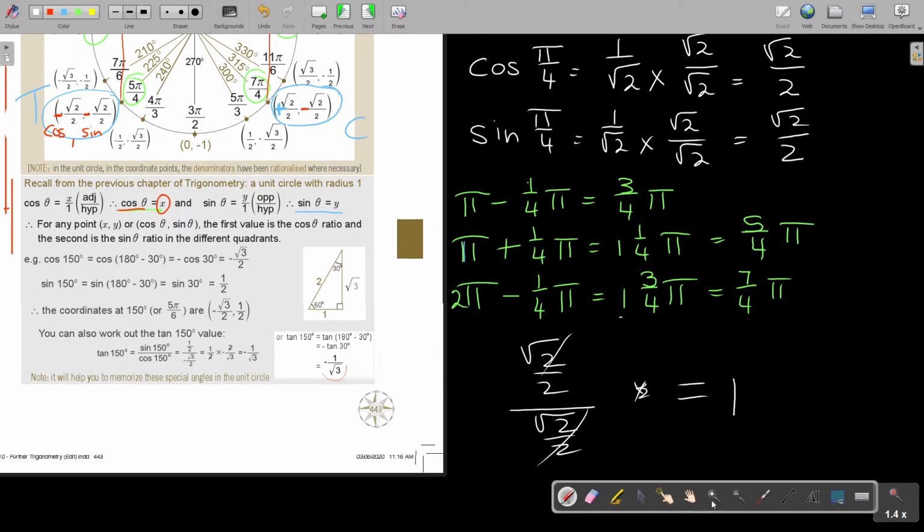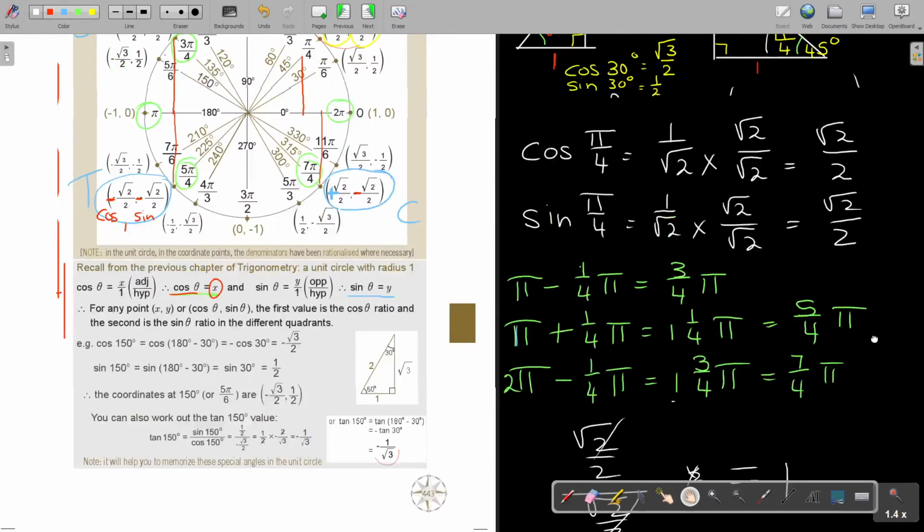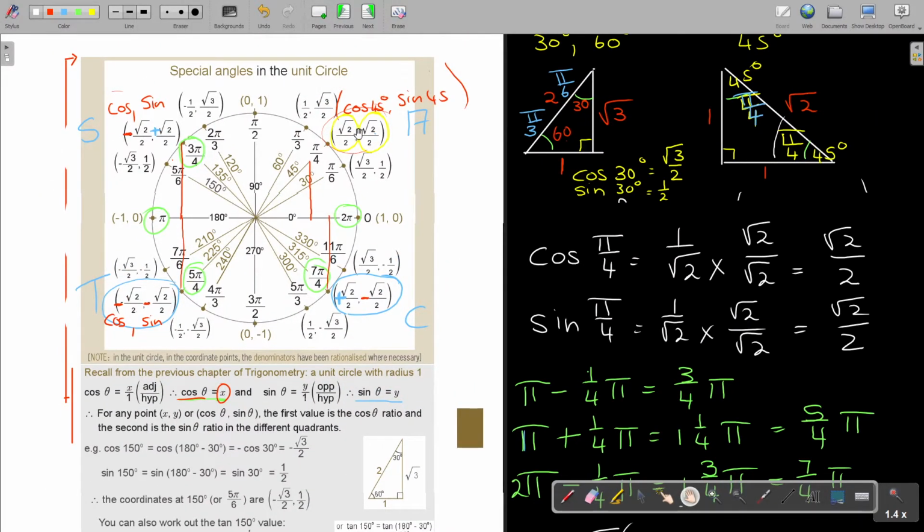Okay, and then if I ask you tan in this quadrant, positive. Tan in this quadrant, negative 1. Tan in this quadrant, positive 1. Tan 7 pi over 4, okay, let me write. Yes, 7 pi over 4, then this would have been negative 1 again.